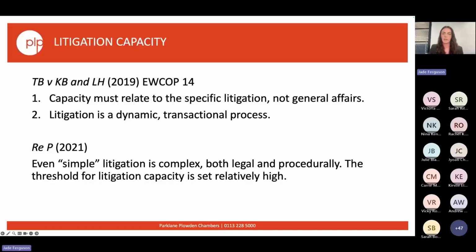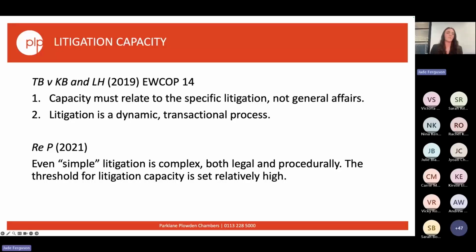So, for example, in a personal injury claim, they would need to understand the events giving rise to the claim, the key issues of liability, the concept of quantum and how that's calculated, perhaps issues around fundamental dishonesty and any cost consequences. So the test here is targeted and claim specific.